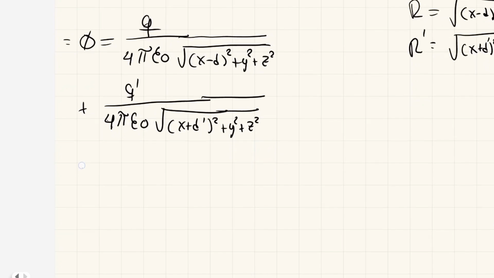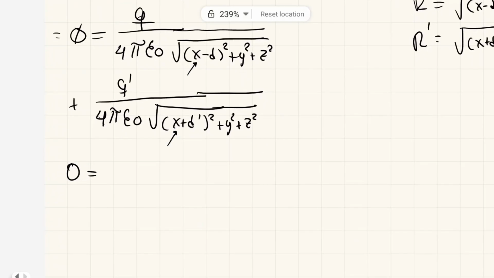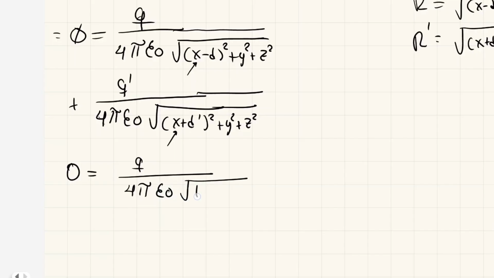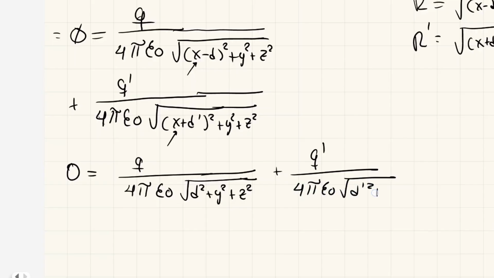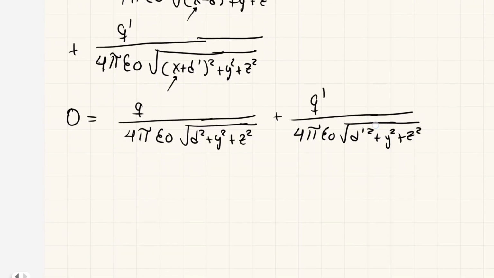The electric potential is going to be 0 when x is equal to 0, so we are going to substitute 0 here and here. So we get q over 4 pi epsilon 0 times the square root of d squared plus y squared plus z squared, plus q prime over 4 pi epsilon 0 times the square root of d prime squared plus y squared plus z squared. Okay, so it is easy to notice that we can set this equation to be negative this, and we erase this 0. So we get this.